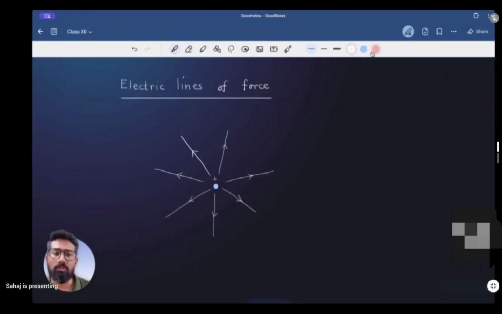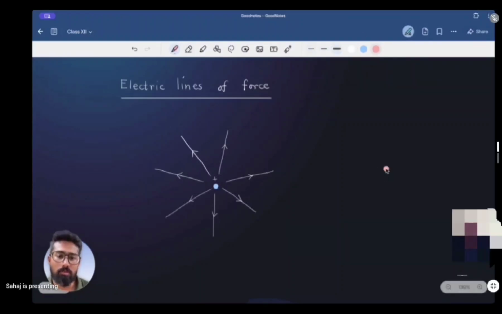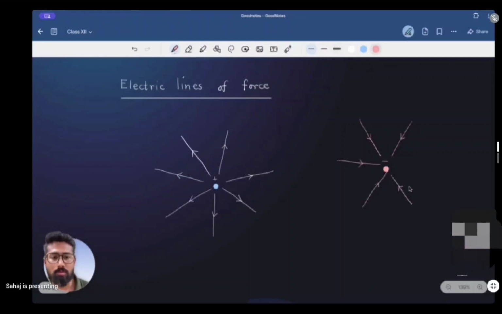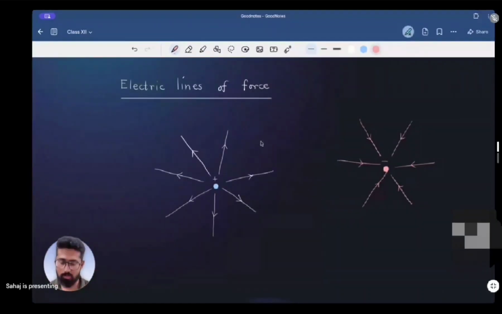What about a negative charge? Can you guess? If there were a positive charge around, the negative charge would attract it. So everything goes inside, radially inwards. So these are the lines of force if you have only a positive charge or only a negative charge in your universe. But what happens if you bring them together, bring them close to each other?